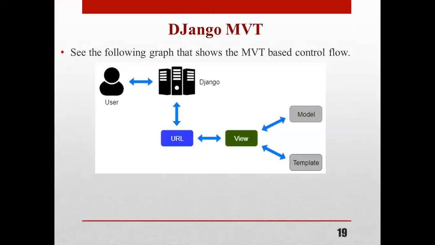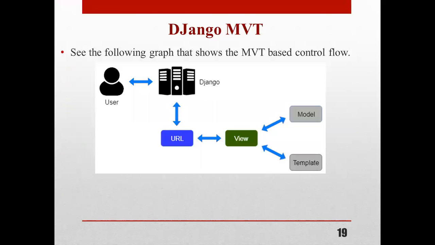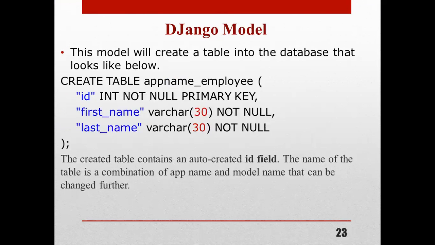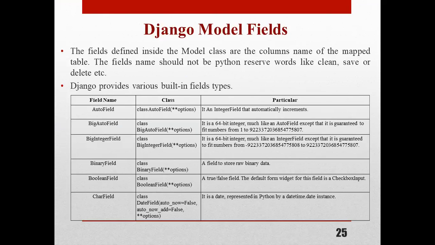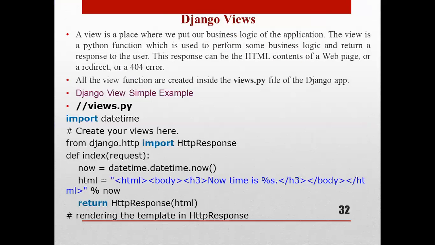In the last session, we discussed Django MVT. From that, we have seen the graph for the Django MVT, then the control flow. Then we have seen the Django model, the Django model fields and field options with examples. Now we are going to see Django views.